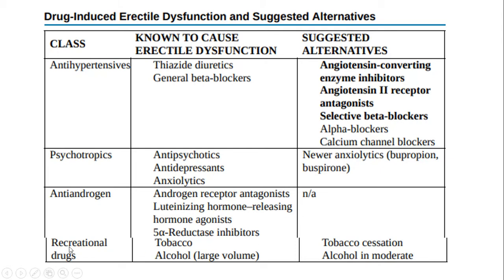And of course recreational drugs. Recreational drugs like tobacco or alcohol, in large volume, cause erectile dysfunction. Tobacco cessation of course improves the normal blood supply of the corpora cavernosa, and of course tobacco cessation is required. A large volume of alcohol causes erectile dysfunction, but a moderate amount of alcohol even improves erectile function properties.